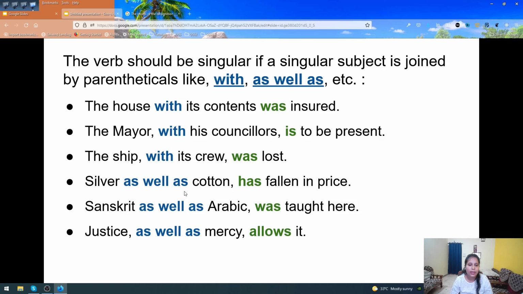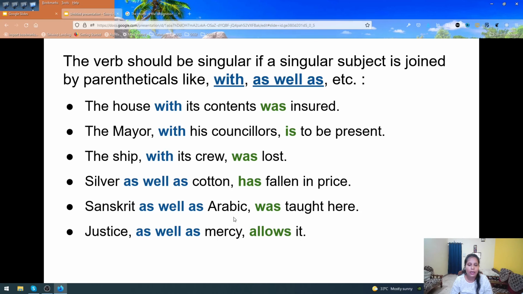Silver as well as cotton has fallen in price. So here again we are talking about two nouns, silver and cotton. Okay. And they are joined with these words as well as. Silver as well as cotton has fallen in price. So when we are using as well as, at that point of time our verb is singular.